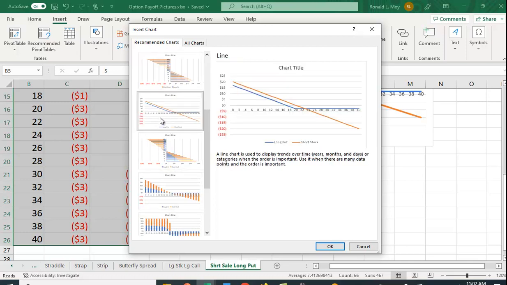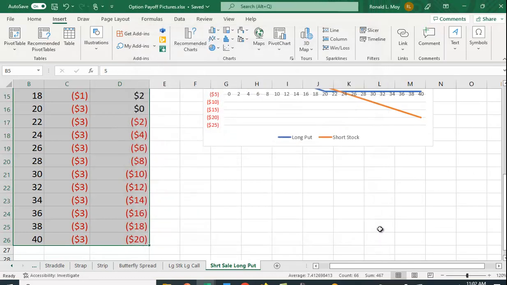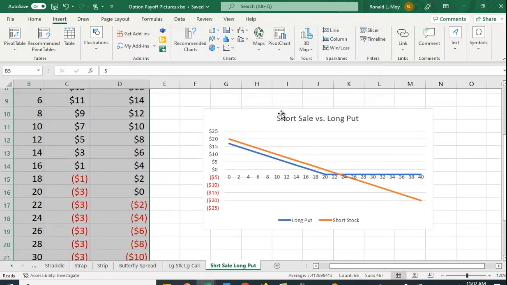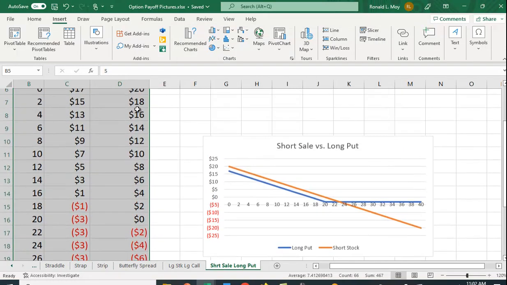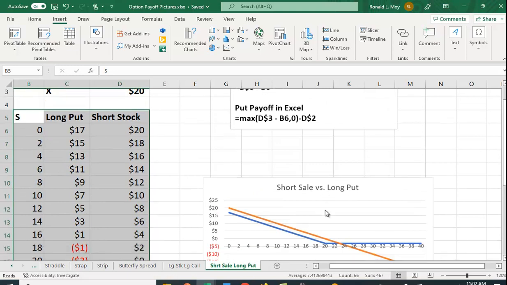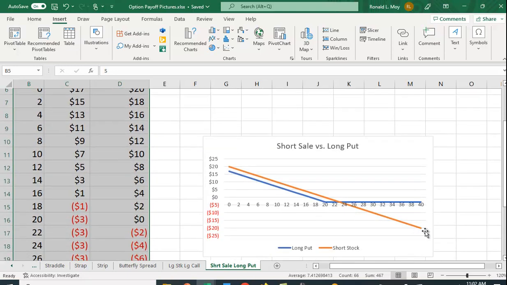And this is the chart that we wanted to use, and then you would hit OK. I've already plotted it, so I don't need to do that. But it's rather nice when you do this so that you can see the payoffs. You can see them here in the table, and you can see them here in the graph.